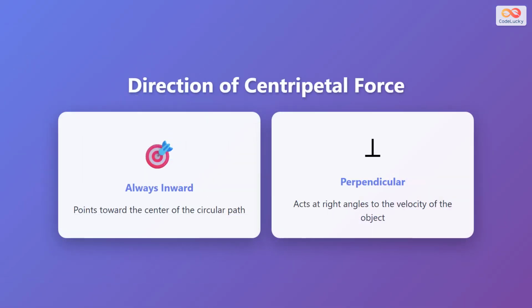Let's talk about the direction of centripetal force in more detail. First, centripetal force always points inward, toward the center of the circular path. This is what makes it different from other forces. Second, this force is always perpendicular to the velocity of the object. This means it acts at right angles to the direction the object is moving at any instant. Because it's perpendicular to the velocity, centripetal force changes the direction of motion without changing the object's speed.